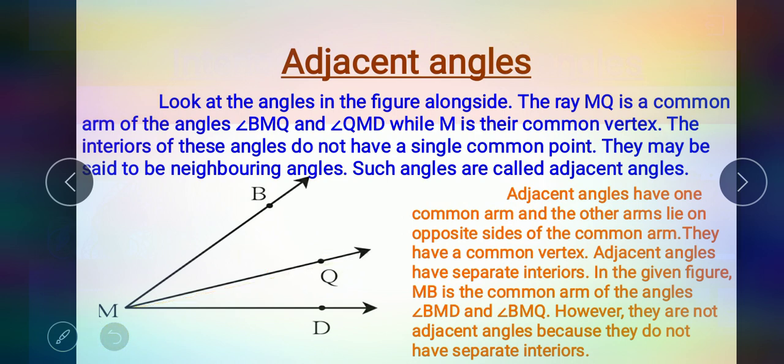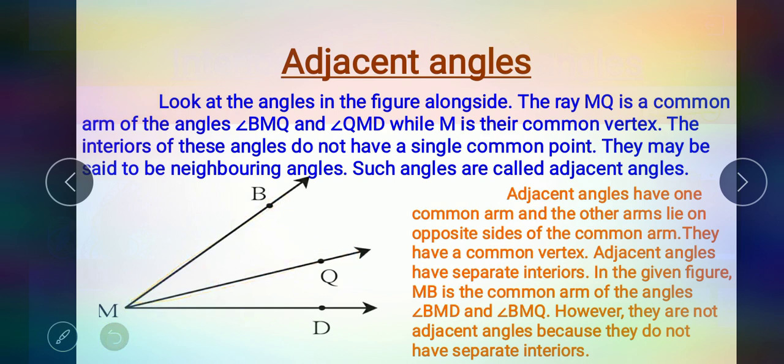Look at the angle in the figure alongside, students. You will pay attention to the figure. The ray MQ is the common arm of the angles BMQ and QMD. When you see BMQ and QMD, MQ is the common arm, students.